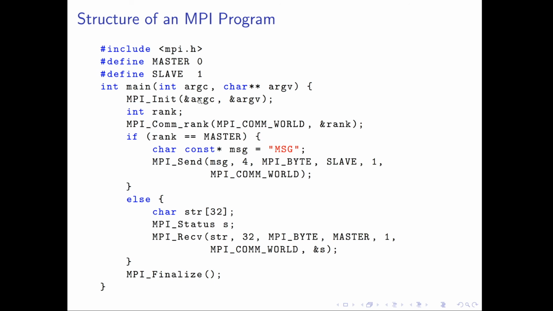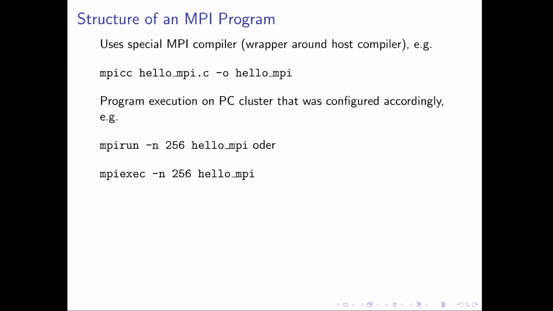You have initialization, then you identify which rank you are, and then you perform a different action based on your rank. And that action usually is comprised of sending messages and sending data around. And then a real-world program would actually do something useful with the data. And then in the end, you finalize. And then the processes may exit.